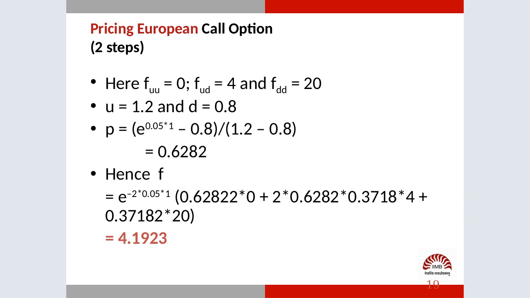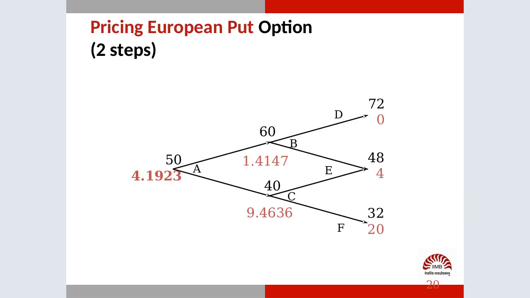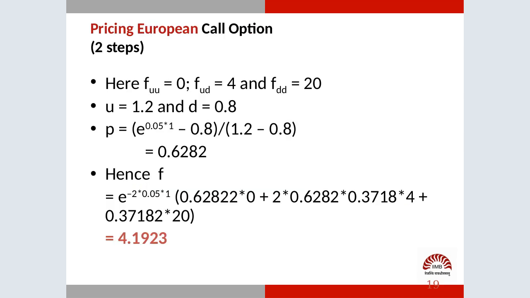So if I do this, forget this slide for a second, go here. Now you see the red lines. Here there is no payoff. Here there is a payoff. And here there is a payoff. Right? Let me go back to one slide. So I know FUU is 0. FUD is, when I go up 2 steps, the value of the payoff at the option is 0. When I go up 1 step and come down 1 step, it is 4. And when I go down 2 steps, it's 20.